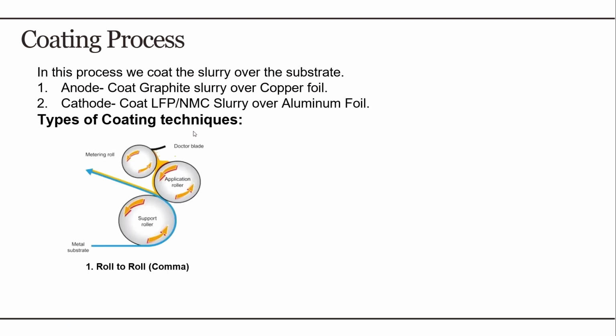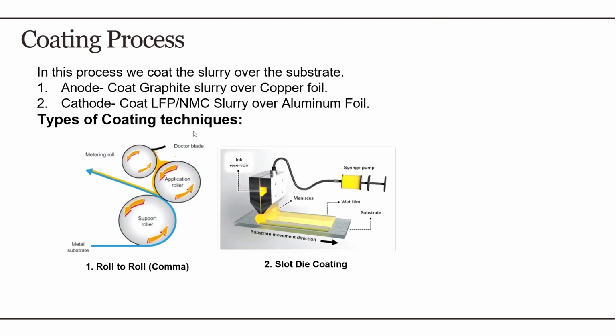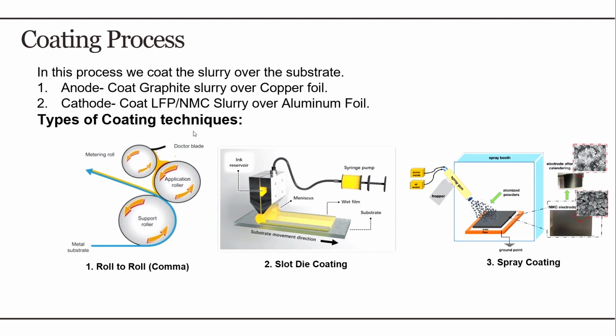The first one is roll to roll, which is commonly known as comma coating, where we have a supporting roller, an application roller, and a doctor plate. Another one is slot die coating, which is an industrial coating, and currently it's the most useful technique for coating at large scale. And last but not the least, spray coating, which we can see during the painting process also, when we paint cars or walls. So it's another extensive process. Let's discuss each one of them one by one.